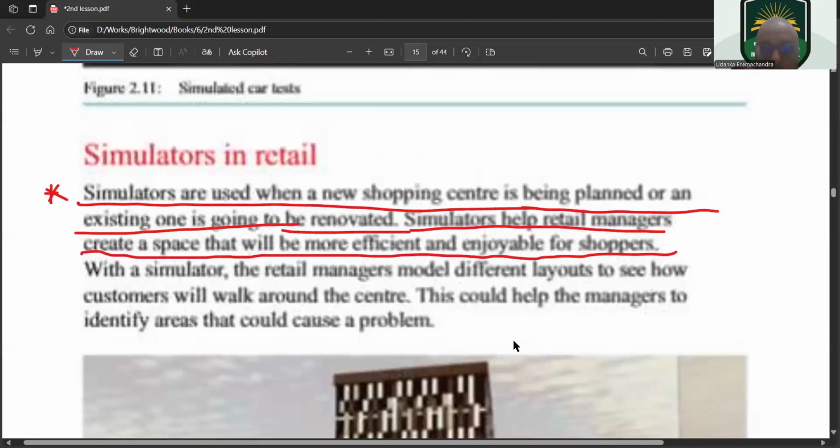Can you write that down also, please? Write it down. Yes, it is a different sector, with simulators.